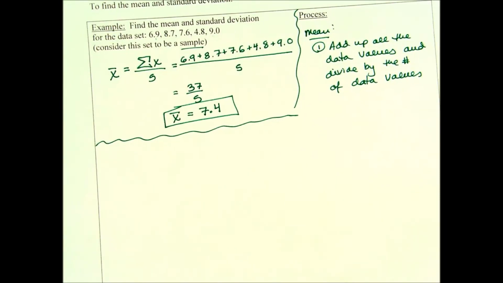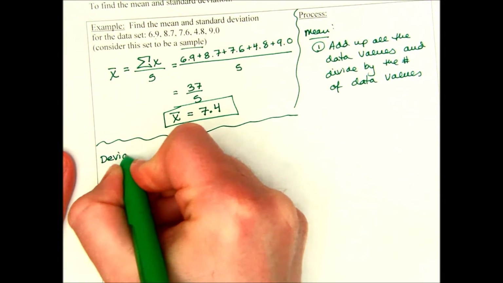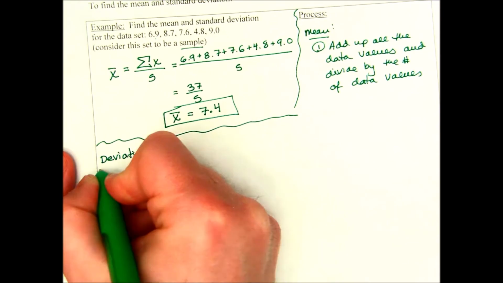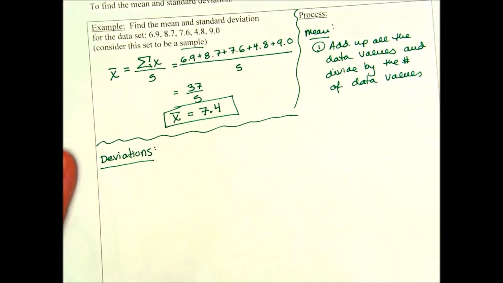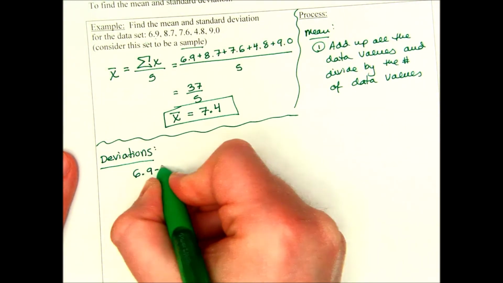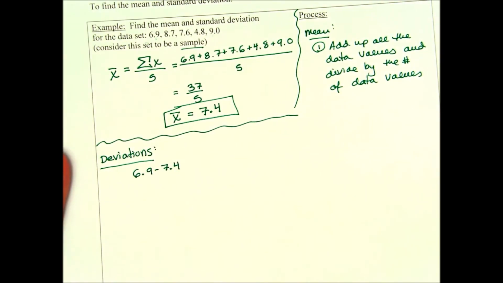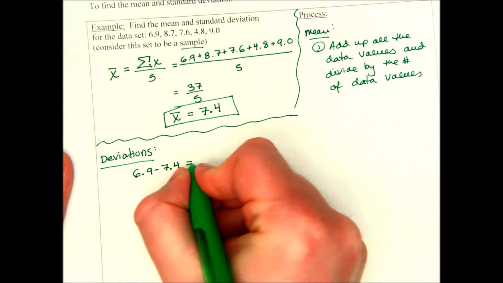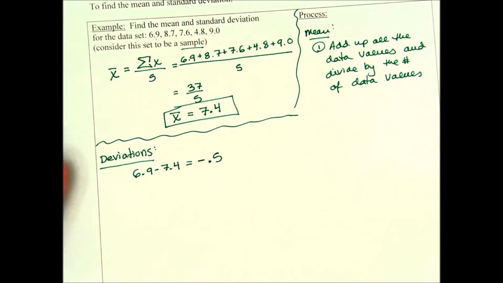On the next page, what I'd like to do now is find all of my deviations. I want to figure out how far each of these numbers is from the mean. One of my deviations is going to be 6.9 minus 7.4. Go to your calculator, type that in. You're going to get negative 0.5. That's one of my deviations. I want to find them all, though.